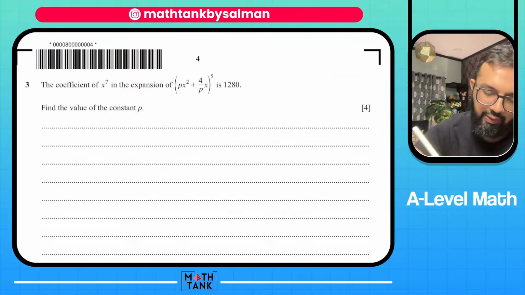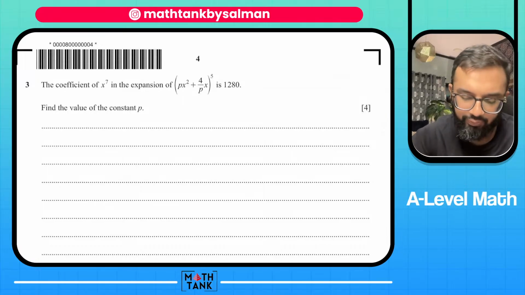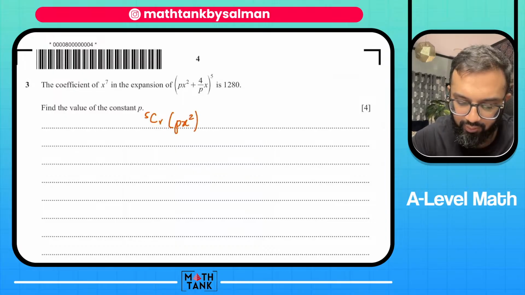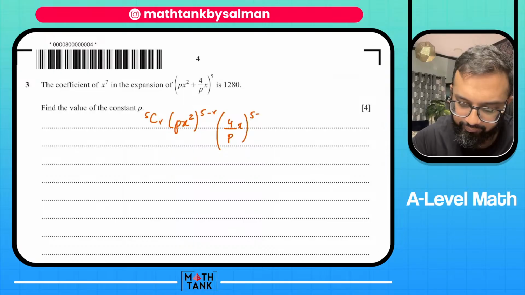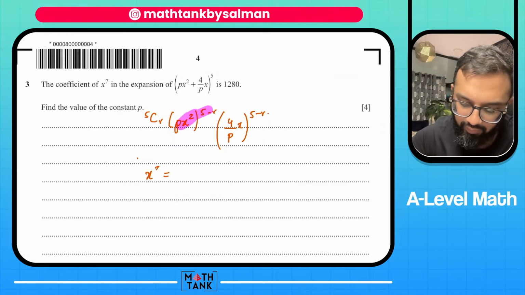Okay, the coefficient of x power 7 in the expansion of this is 1280. Find the value of the constant p. So this is a particular term formula. I have to look for a particular term. So nCr, k power n minus r, p power r. So I need x to have a power of 7. So I have x power 7 equals to, what is the power that I have from my formula?